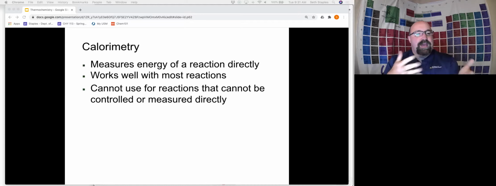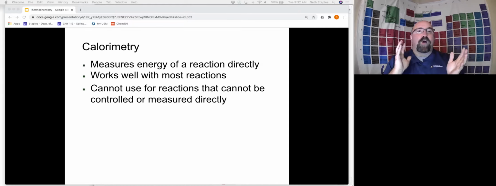And we're able to then calculate the amount of energy change of the water because we know the mass of the water, we know the specific heat capacity of water, and we know the temperature change of the water. And so we can measure the energy change of the water, and then we know that the energy change of the reaction had to have been equal and opposite to the energy change of the water. Law of conservation of energy tells us so. And so that gives us a way for nicely controlled reactions that we can run in water and measure the energy change directly that way.